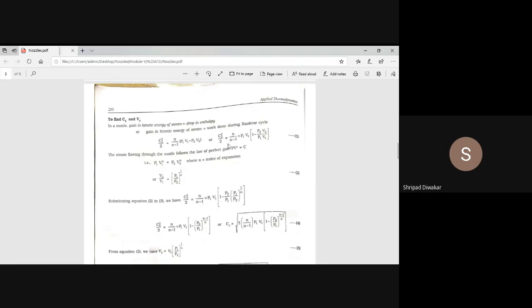Next step, C2 square by 2 you put as it is, N divided by N minus 1. Here I am going to take the P1 V1 outside. You refer to this equation. When you take P1 V1 outside, in the bracket you get 1 minus P2 V2 divided by P1 V1. You call it equation number 2.